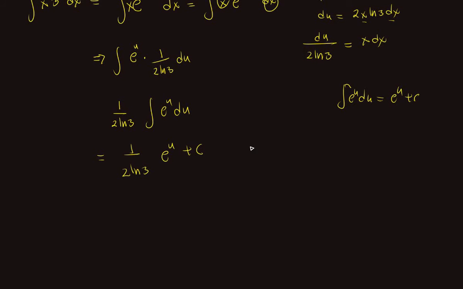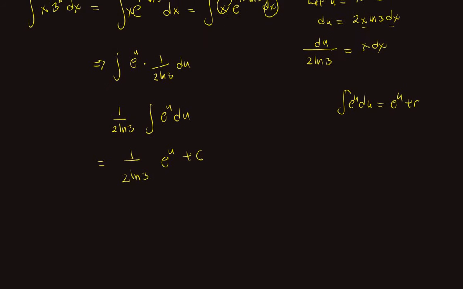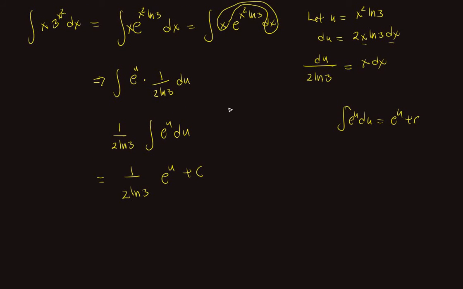But because we already said that u is equal to x squared natural log of 3, we put it back in, and we have 1 over 2 natural log of 3 times e to the x squared natural log of 3, plus c. I forgot the c. But yeah, this is the integral.